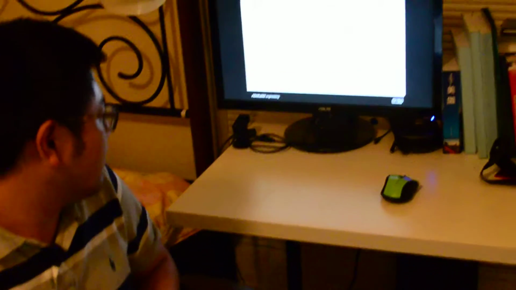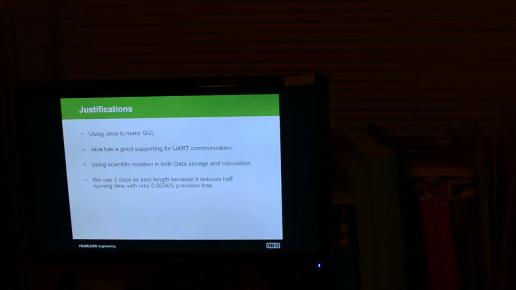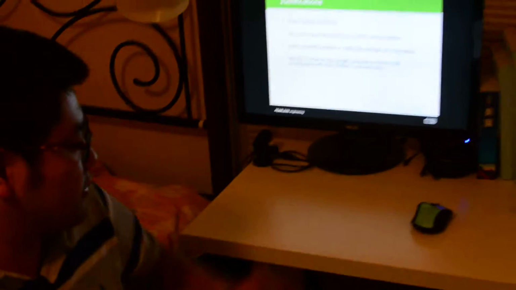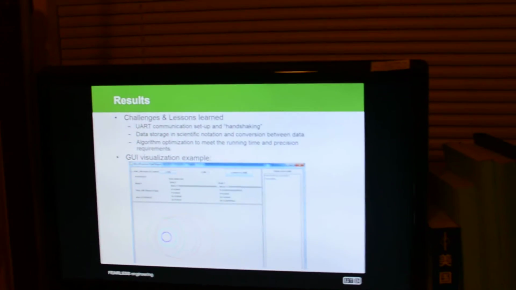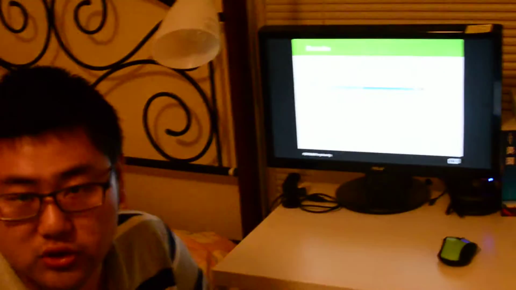Then we use 2 days as the step length because it reduces the running time by half with only a very little precision loss. Then here is our result. The biggest challenge we met is the UART communication, because the communication is sometimes unstable. So we have to use small delays and keep the voltage of the devices stable to get stable communication.